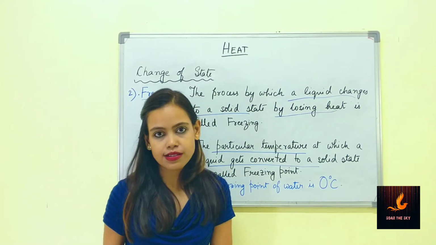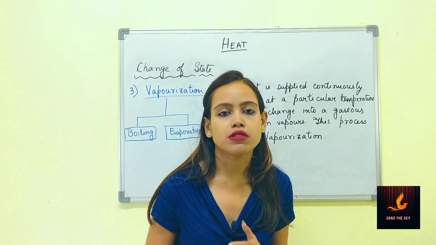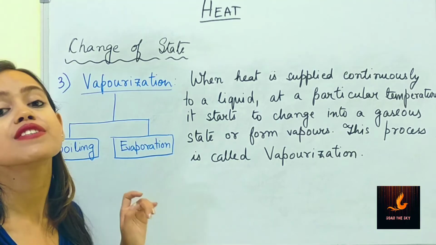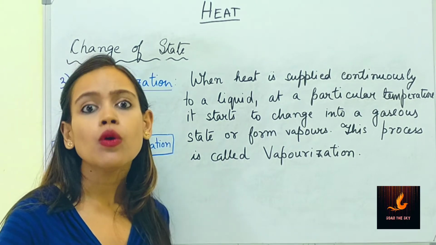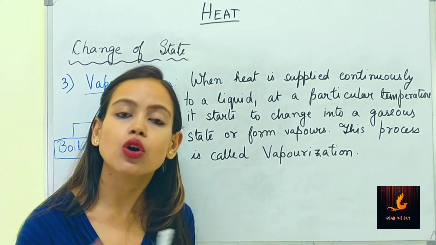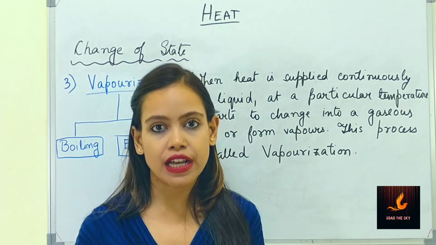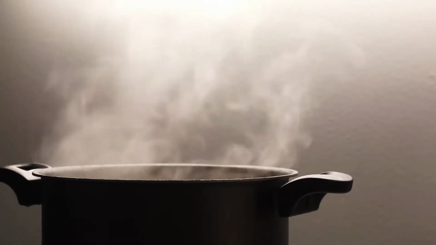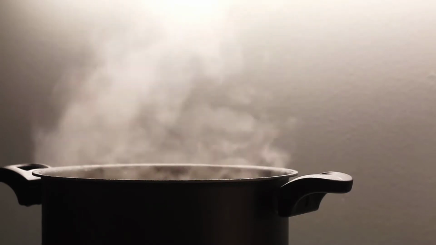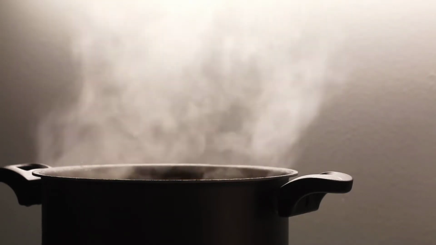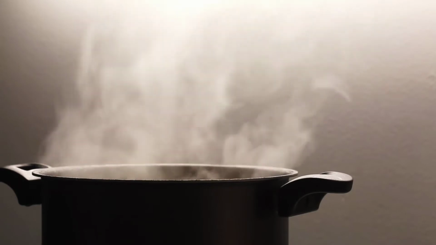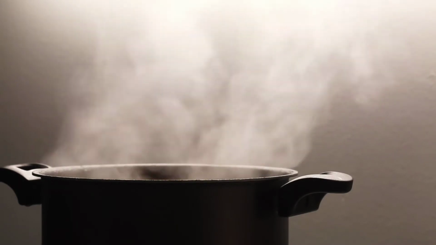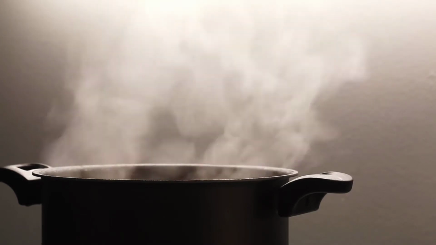that is solid state. The next process of the change of state is vaporization. What is vaporization? Now, if we supply heat continuously for a period of time to a liquid, at some temperature, it will slowly and gradually start converting or changing into a gaseous state, or it will start to form vapors. This entire process is called vaporization.